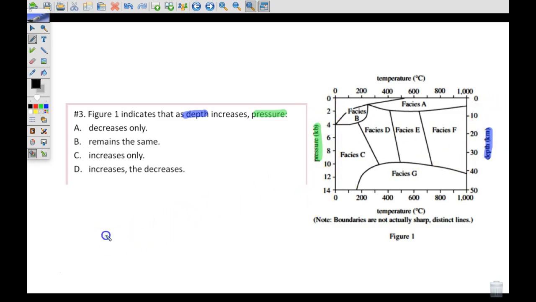So as depth increases, so as depth goes up, meaning the numbers are getting bigger, pressure is also going up. So pressure is also increasing. So the answer to number 3 is C.